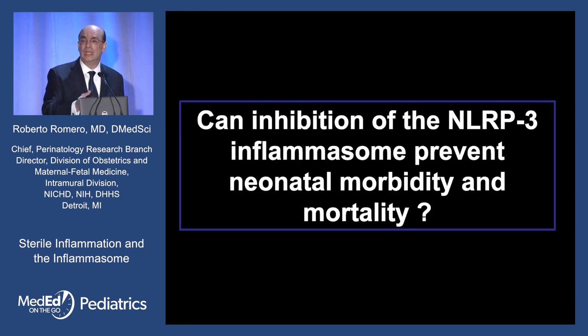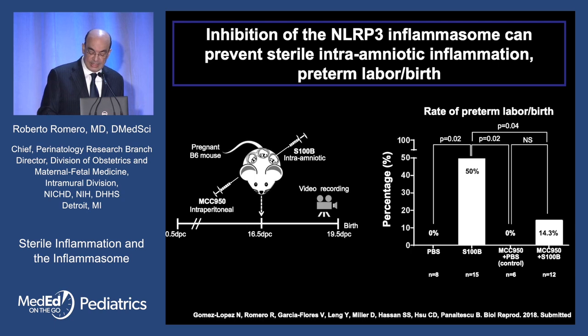So can we prevent the mortality by blocking the inflammasome? The answer to that is yes. So here is a therapeutic option in which you can block sterile inflammation by a specific blockade of the inflammasome, and that reduces perinatal mortality.